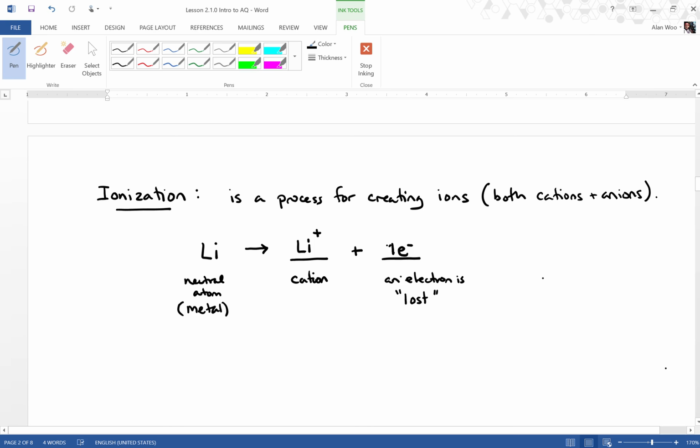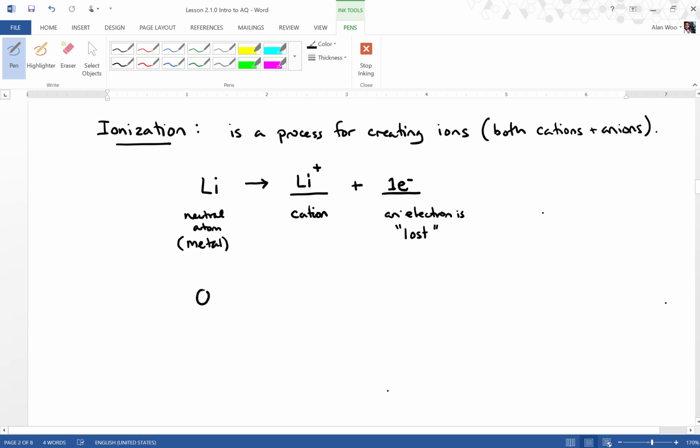So the number of electrons also has to cancel out the positive charge. Okay, so if we have one negative charge here, we have to have one positive charge. Because the product right now is neutral because the two charges cancel out, and your reactant is neutral. So both sides of the reaction have to have equal charges.